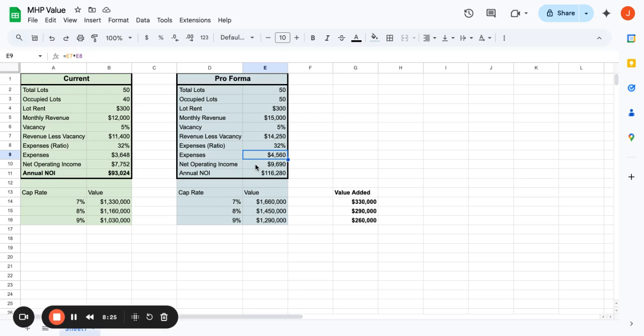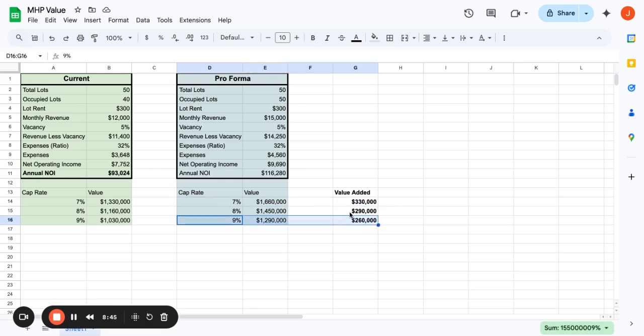Our expenses have gone up because we've got more tenants, more wear and tear on the units, and our net operating income went up as well. So now here we see, okay, perfect. We've added $330,000 if it's a 7 cap market, and we've added about $250,000 if it's a 9 cap market.